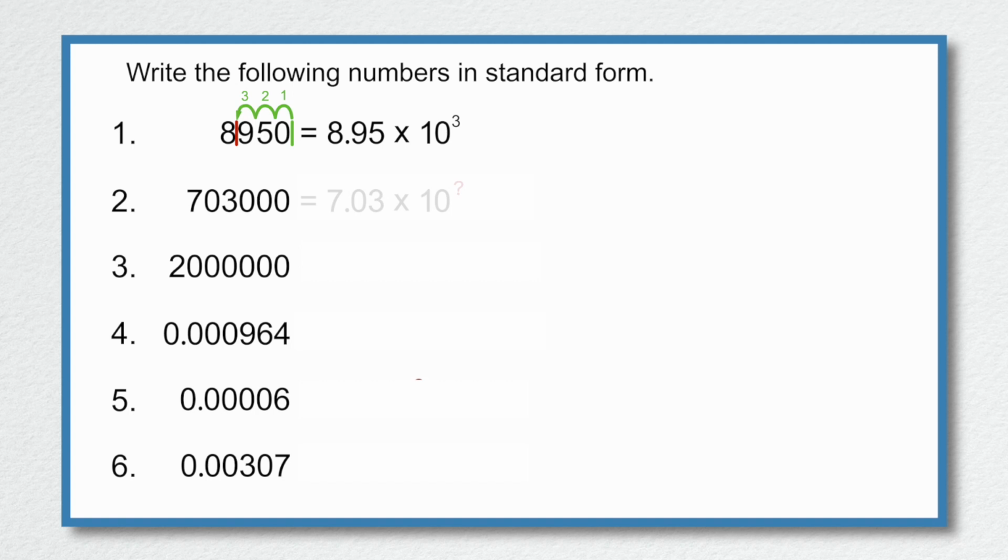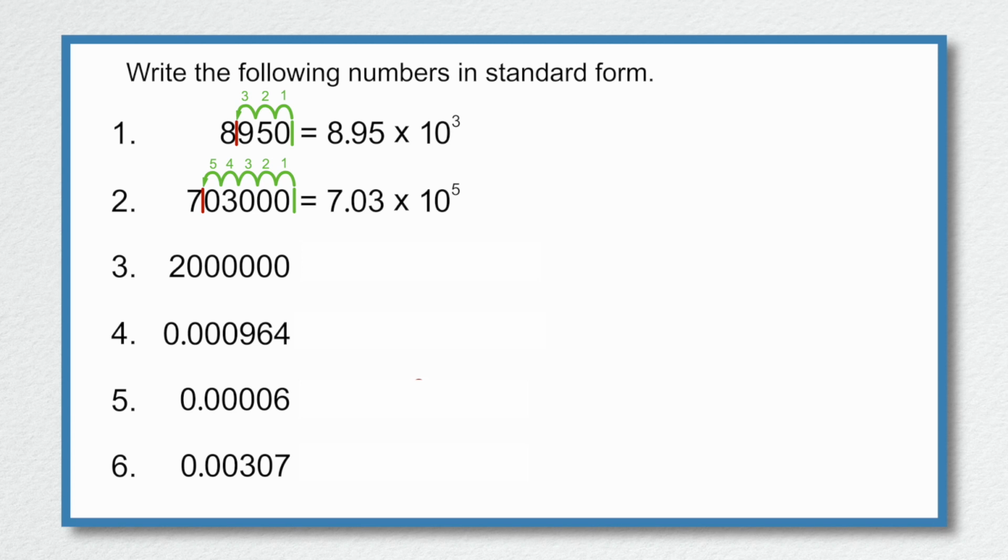703,000. So we're going to end up with 7.03 multiplied by 10 to the power of something. So we're going to work out the something. Here's our cutoff point. Here's where the decimal point is. We count the moves. 1, 2, 3, 4, 5. So the answer is 7.03 multiplied by 10 to the power of 5.